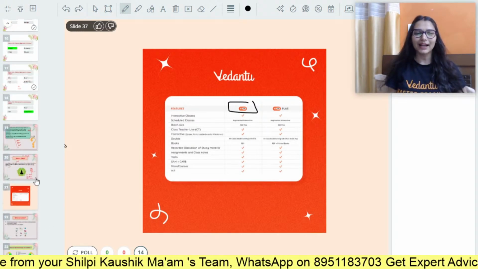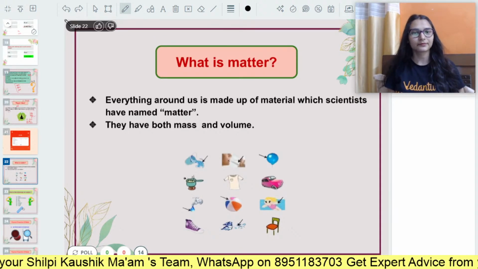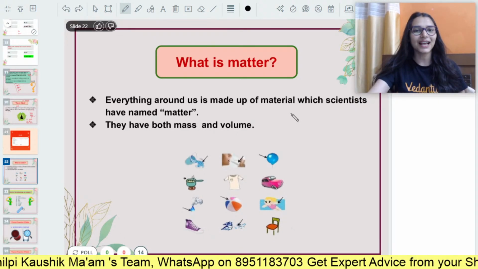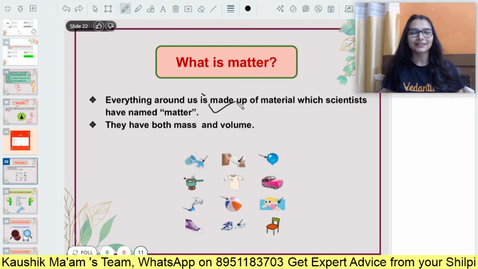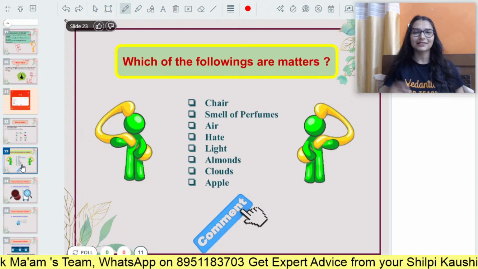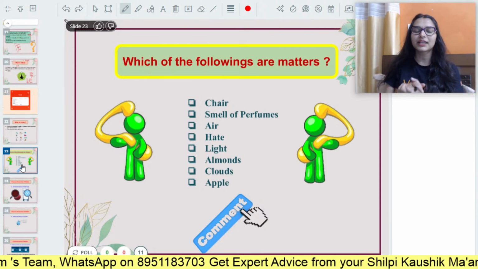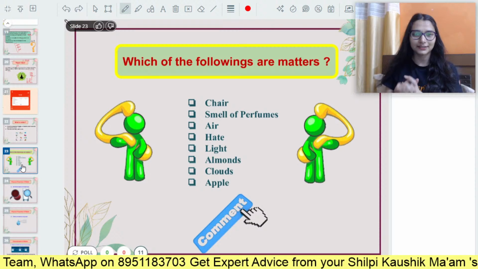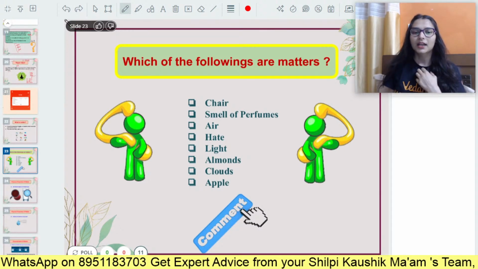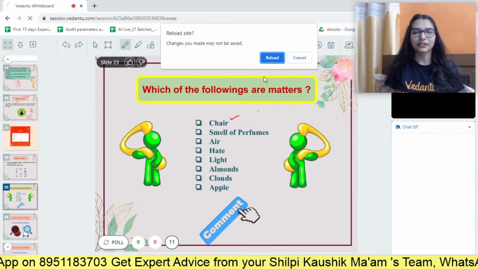Now coming back to our topic, I was talking about matter. Everything around us is made up of material, which scientists call matter. I have explained the definition to you: they have both mass as well as volume. Now in this question, you have to tell me which of these are matter. In the live chat, everybody. Is chair matter? You tell me.